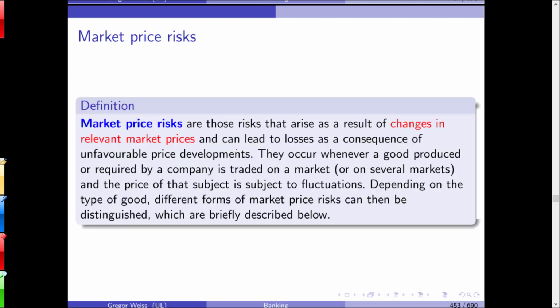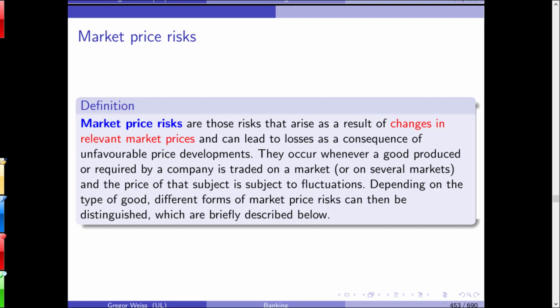Okay. Now let's start with market price risk, or market risk, simply market risk. Those are those risks that arise as a result of changes in relevant market prices, meaning everything for which we have a market and thus a market price, everything can lead to market risk exposure. And you have to be clear on the fact that something that you wouldn't naturally consider to be a price, economically speaking, is actually a price. What do I mean with that?